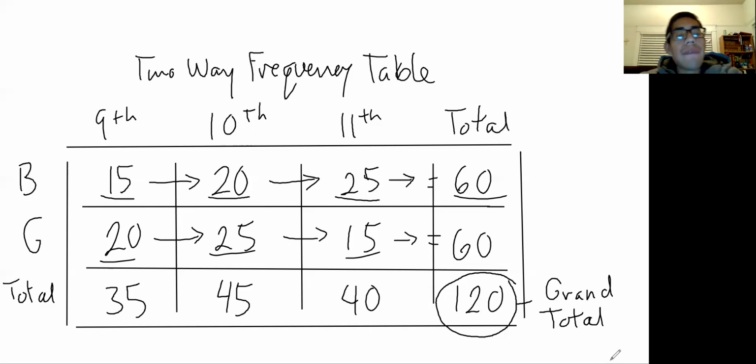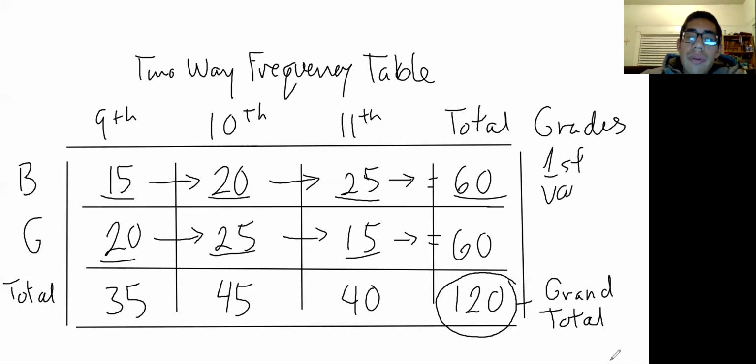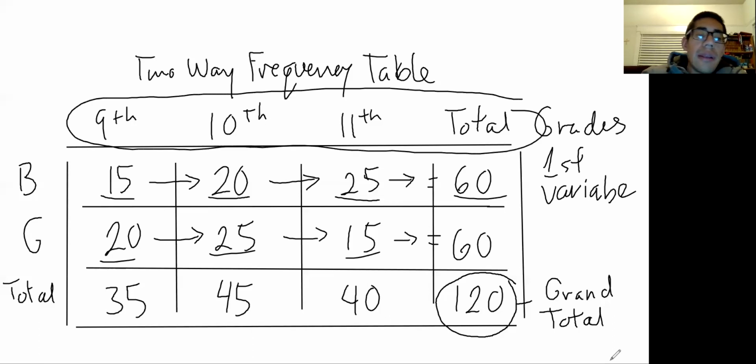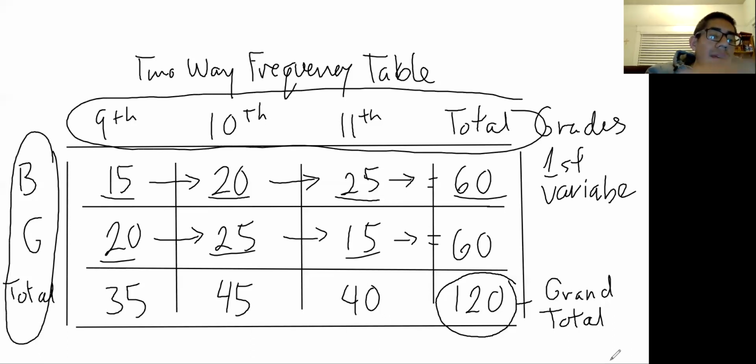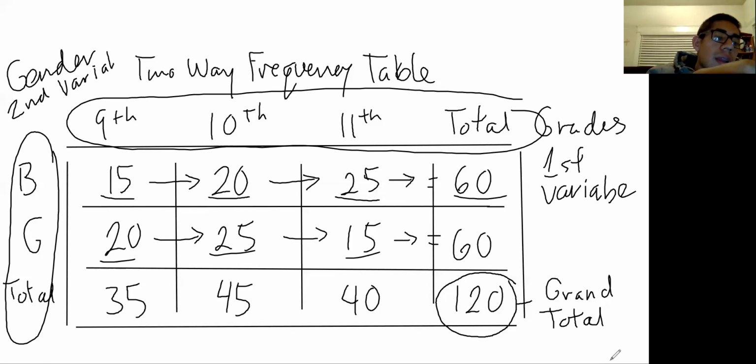But since I have what we call two variables, our grades are my first variable, and it's these. However, these go up and down. These are gender, and that's my second variable, okay? Now, gender is boy and girl here, right? So I can also read this table up and down as my columns.